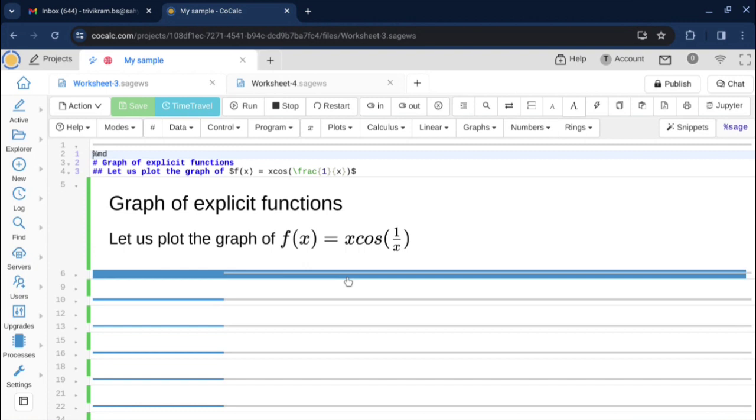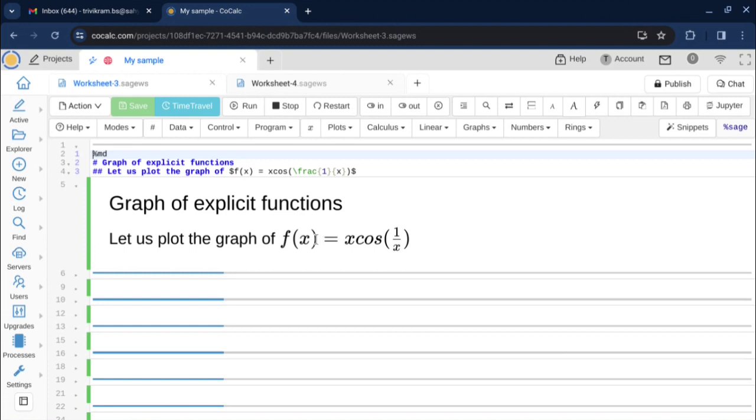Today's topic is plotting 2D graphs in Sage Math. So let us start the lecture. The first topic we are going to discuss is the graph of explicit functions. That means writing f of x, writing y in terms of x. Okay, so let us see the first function.